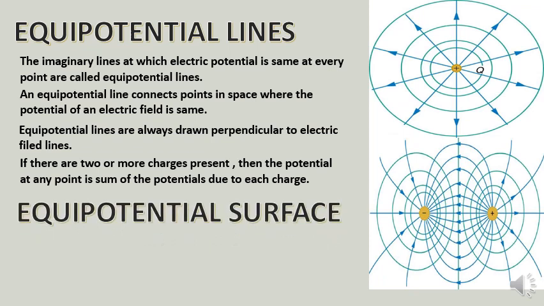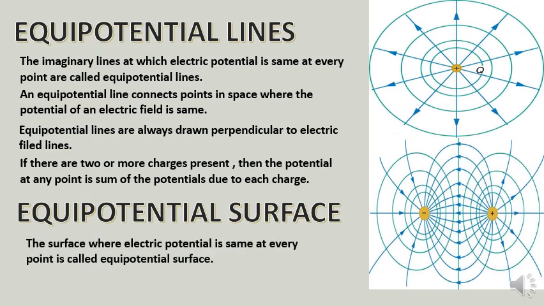Now equipotential surface. If you are clear about equipotential line, then you don't have any doubt in equipotential surface. It is a surface where the potential is same, और हम कह सकते हैं कि ऐसी सरफेस, ऐसे रीजन को हम इक्विपोटेंशियल सरफेस का नाम दे सकते हैं जहां पर आपके पास तमाम का तमाम पोटेंशियल उस पूरे सरफेस पे एक जैसा हो. The surface where electric potential is same at every point is called equipotential surface.